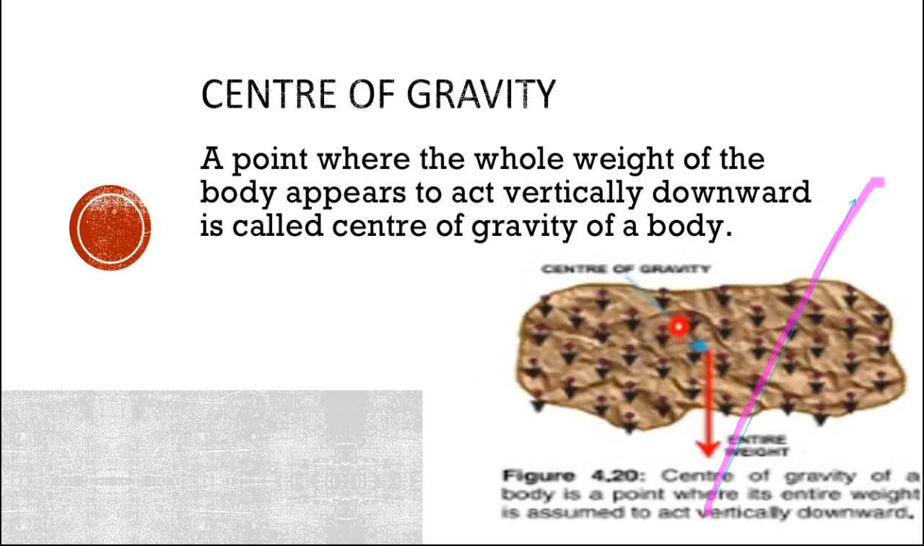Center of gravity is basically that point where the body is balanced. So if we say the point is here and we draw an axis at this point, we can clearly see that the left hand side particles will be equal to the right hand side particles. So the clockwise moment will also be equal to the anti-clockwise moment and the body will be balanced. So the center of gravity is the point where the whole weight of the body appears to act vertically downward.